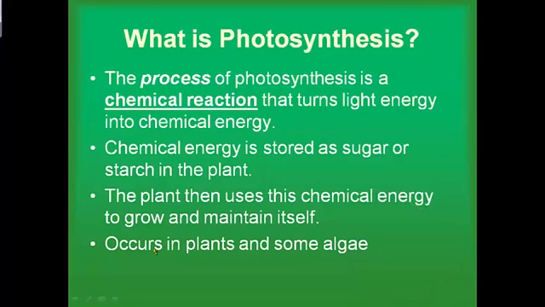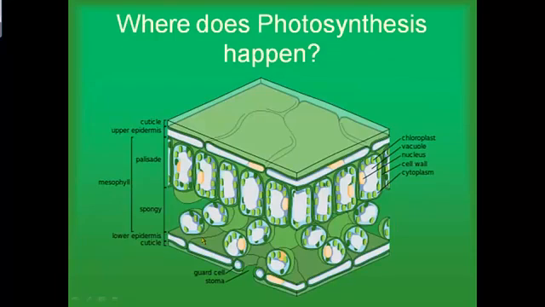Finally, photosynthesis happens mostly in plants and certain types of algae. Okay? So that's where it occurs. So where in the plant does photosynthesis happen? Well, photosynthesis happens in the leaves of a plant.